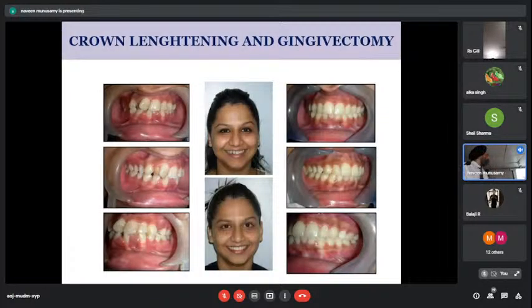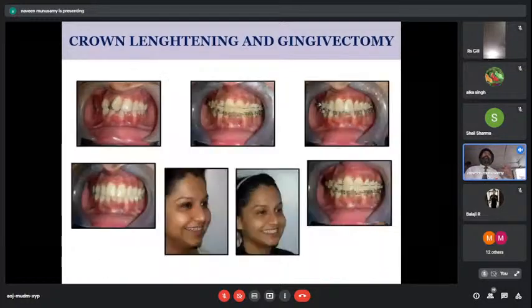Another case, beautiful results we have given to the patient. From here, we have given a good smile to her. We did selective extractions and everything, a nice result. But the patient still wanted more. Patient always wants more. And if you have a facility to provide it, please provide it.